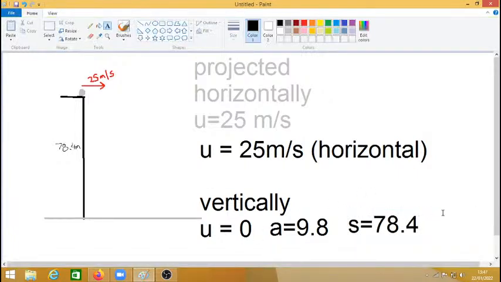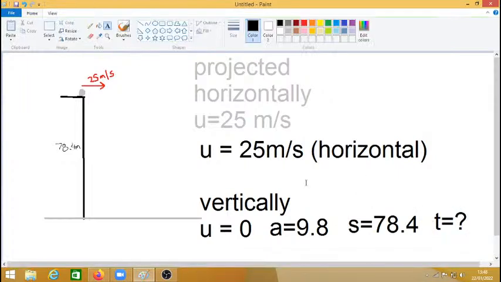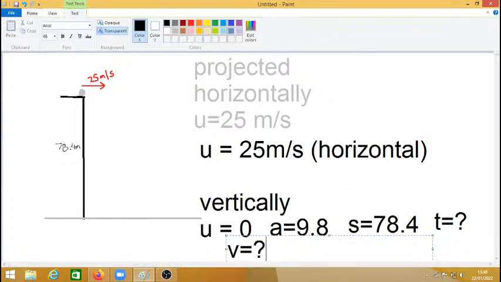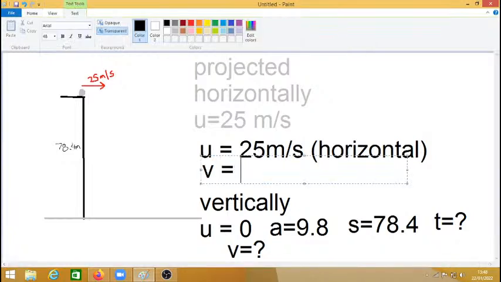We don't know the time. The time is what we're trying to find out. We don't know the velocity when it hits the ground. We don't know that vertically for sure. But we do know it horizontally because nothing is going to slow it down horizontally. We're assuming no air resistance, no friction. That applies mainly in the whole of your A level for these kind of questions. You don't take into account any air resistance or friction against the particle, so we can say that there's nothing slowing it down, so its final velocity will also be the same as its initial velocity.